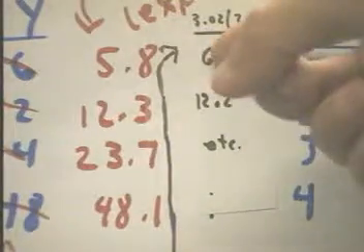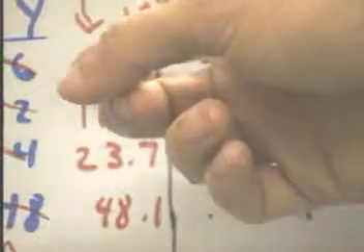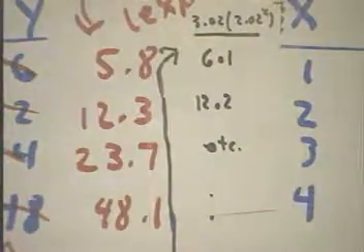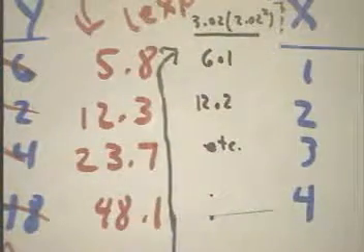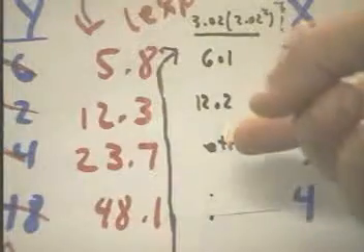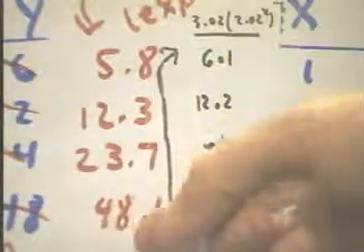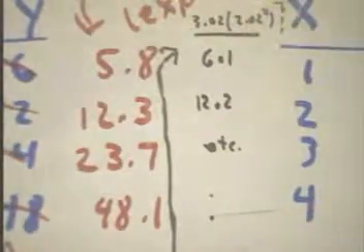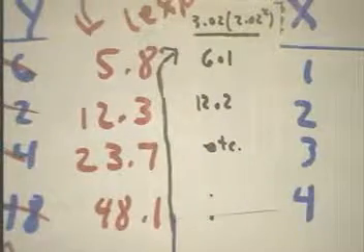And also note that each of these points is closer to the original y value. 6.1 is closer to the original hypothesized y value 6 than 5.8. 12.2 is closer than the 12.3. And I believe the other two will probably come out closer to the original values that we started with than these. Maybe not the 48.1 because that's already pretty close. You should validate that and verify it for yourself.